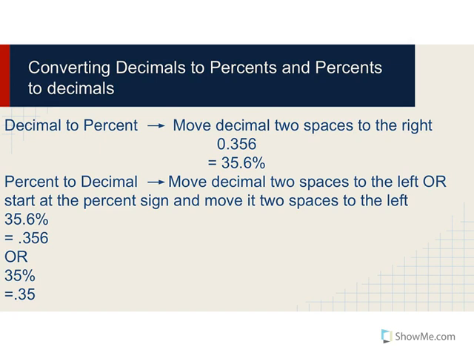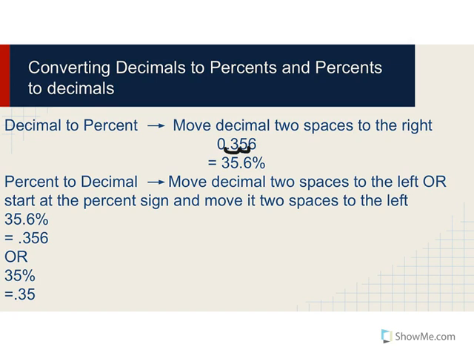If you have a decimal, you need to move the decimal 2 places to the right. So we can see that with our example here, we have the 0.356 that we need to move 2 times to the right, creating the 35.6, and then you add the percent sign at the end.